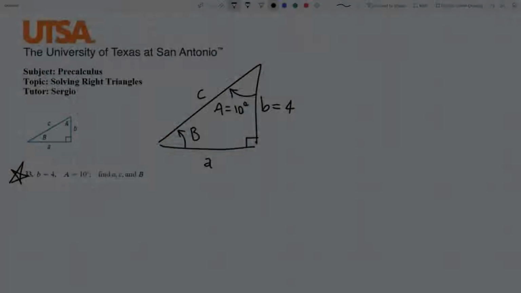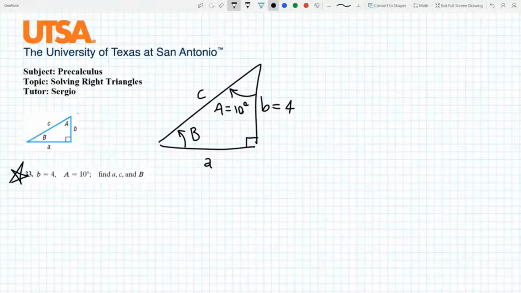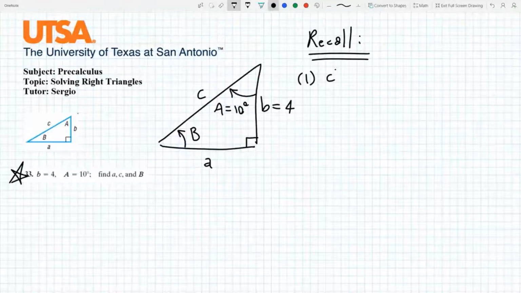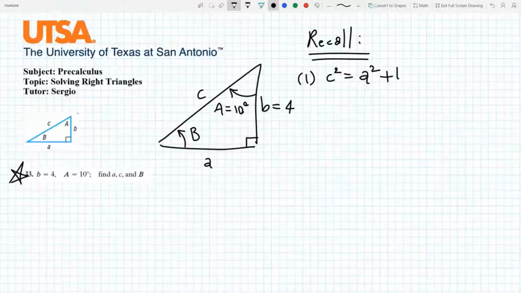So I hope you were able to solve for the necessary sides and angles. I will go ahead and now show you how I solved this problem. In order to solve this problem, it is important for me to recall the following formulas. Starting with number 1, that is the Pythagorean theorem, which says that c squared, or the hypotenuse squared, is equal to a squared plus b squared.